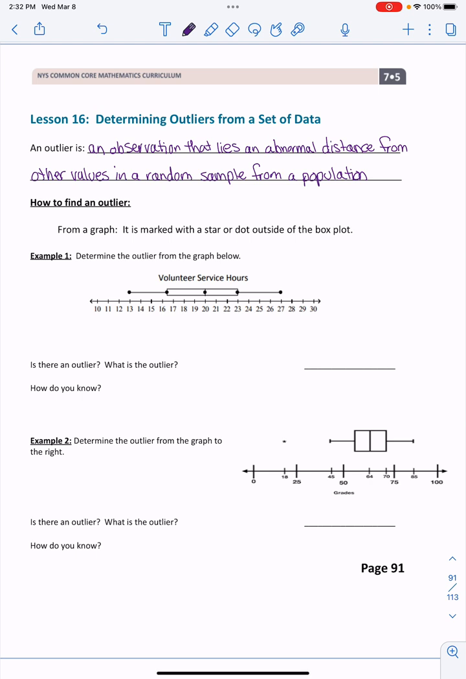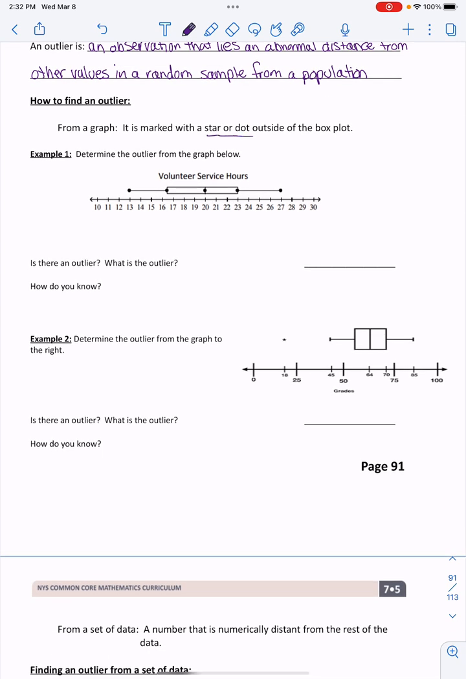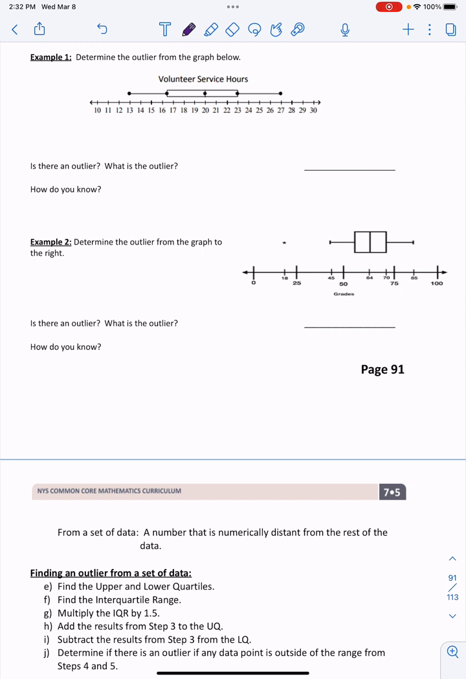How to find an outlier from a graph? It is marked with a star or dot outside of the box plot. So for example 1, it says determine the outlier from the graph below. Looking at this graph for the volunteer service hours, it asks, is there an outlier, and what is the outlier? Well, there is no outlier. How do we know? There is no star or dot outside the box plot.